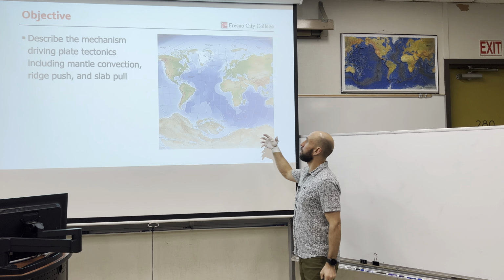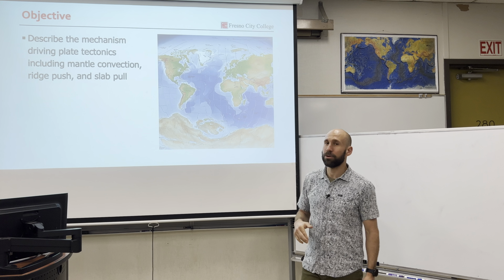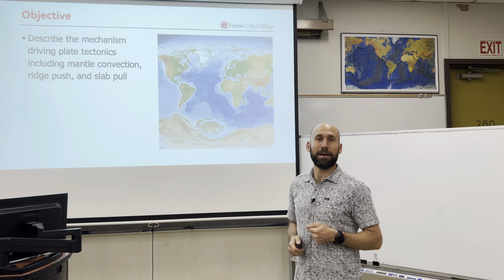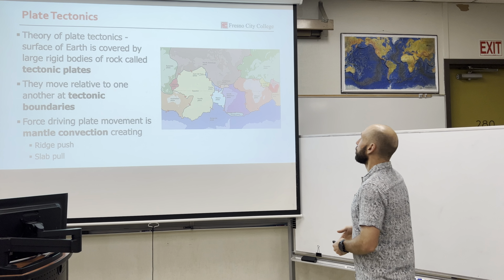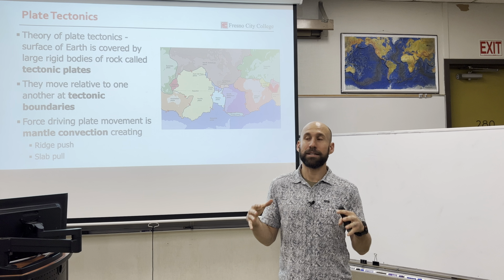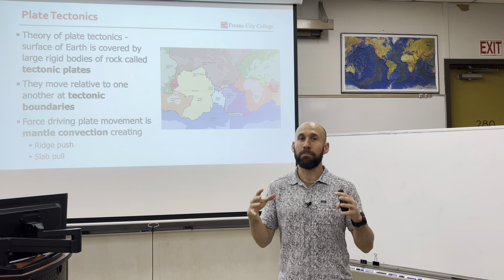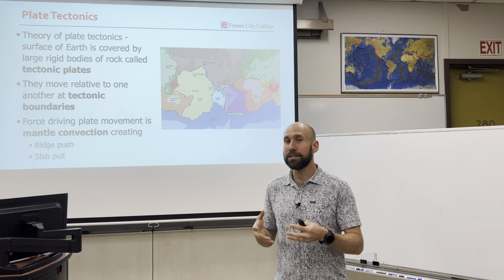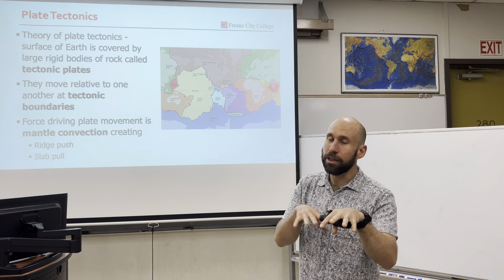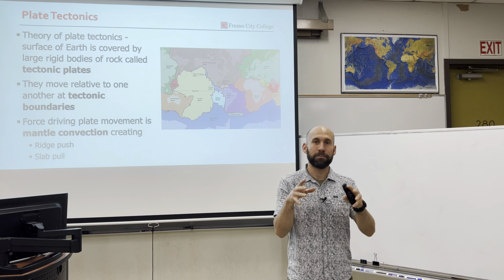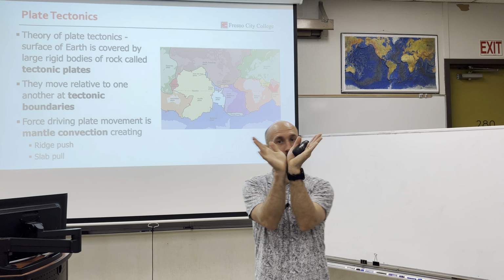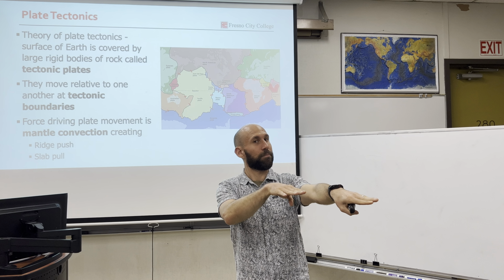So we will look at the mechanism driving plate tectonics, including mantle convection and the processes of ridge push and slab pull. Let's get into it. So the theory of plate tectonics states that the surface of the Earth is covered by large, rigid bodies of rock. And these large bodies of rock, called tectonic plates, move around relative to one another, and where they meet, we have plate tectonic boundaries. There are three types: convergent, divergent, and transform.